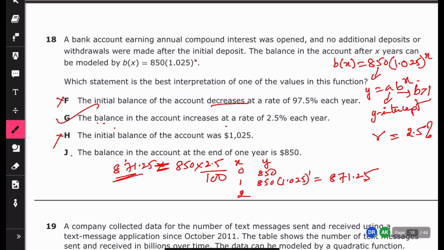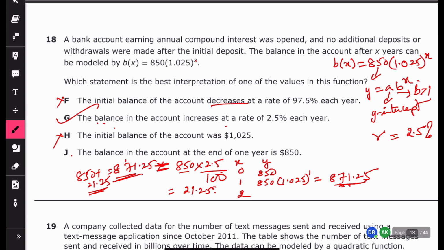You can see even for the third year, if you do 850 into 2.5 by 100, you are getting around 21.25. This is 850 plus 21.25, you will get 871.25. This 850 into 2.5 divided by 100 gives 21.25. This you will be adding to the previous one, then you will get this 871.25. So it is increasing at the rate of 2.5% each year.